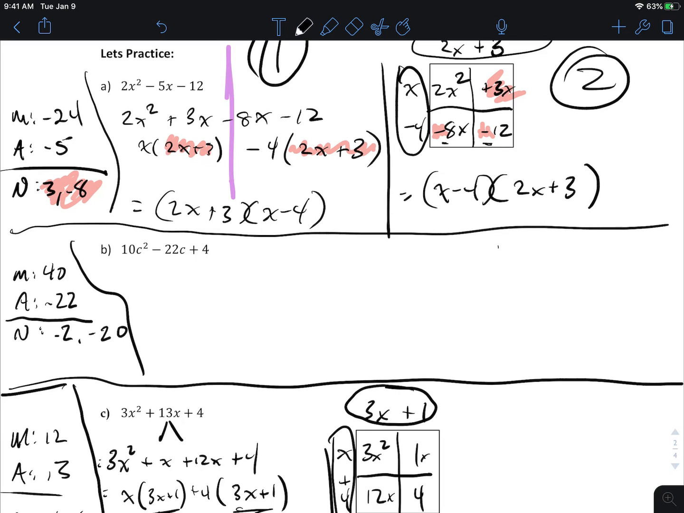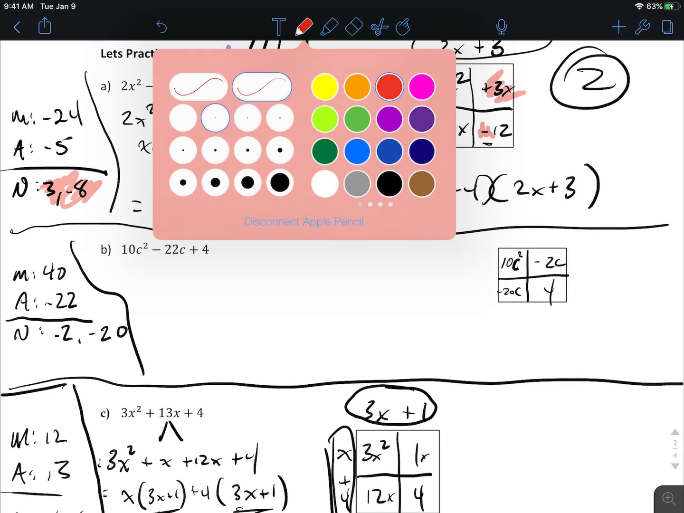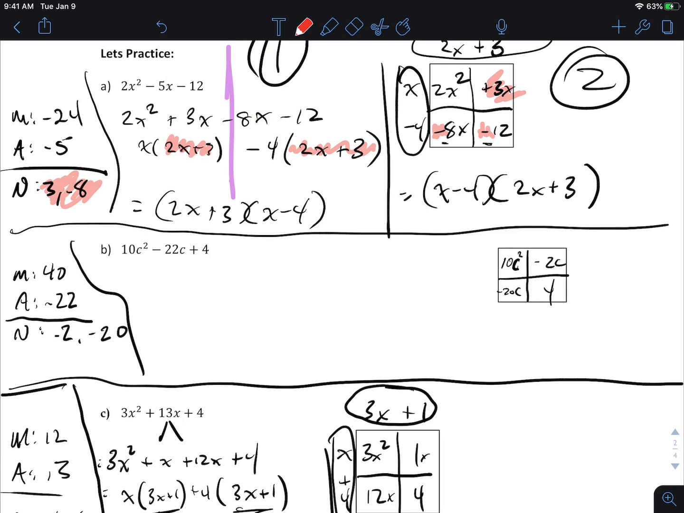And then I'll go over here. I'll do the table first and see what happens. We get answers that we like. Right. So 10c squared, 4, negative 2c, and negative 20c. Okay, and then I'm just going to start reading vertically. Do it in different colors. So vertically, 10c squared and negative 20.